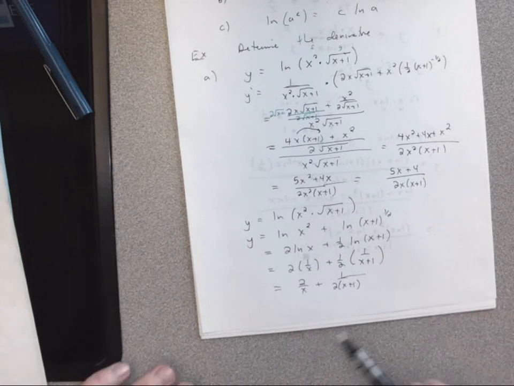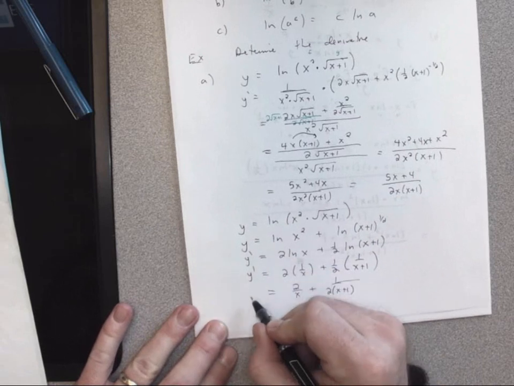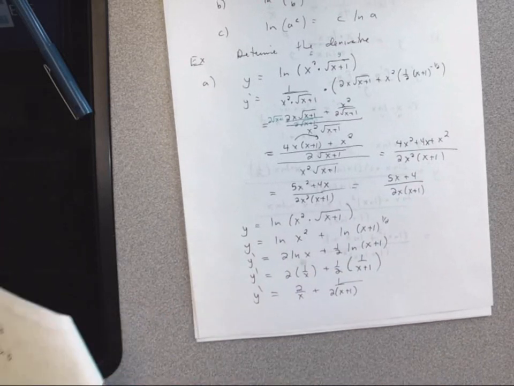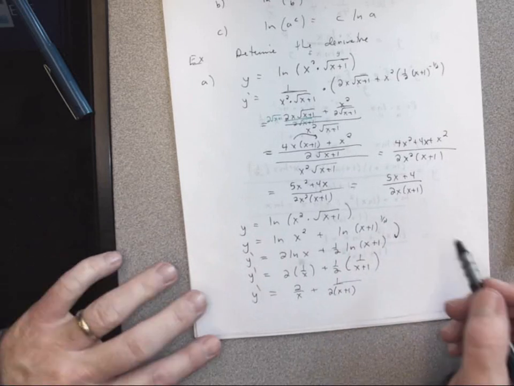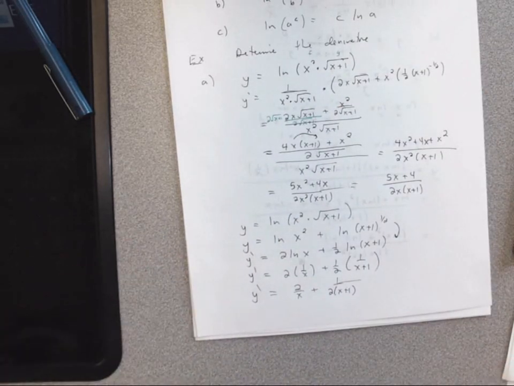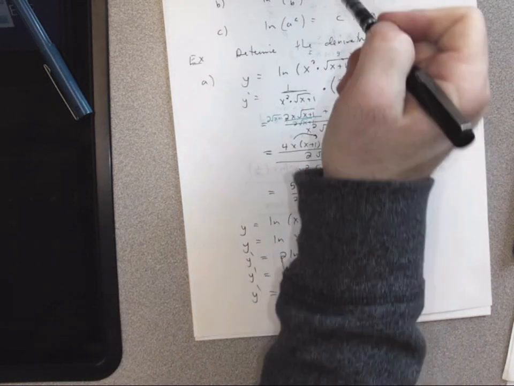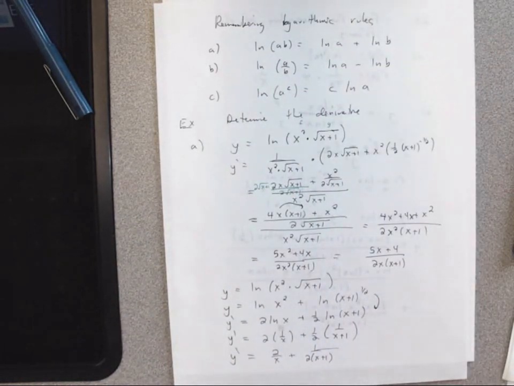And see how much quicker this was? Oh, my bad, I have a bunch of equalities. This is y, and the rest of these are y primes. But can you see the derivative of this to this? So much easier than that mess right there. And it can be done quickly. So expanding your logarithms using these rules makes the job so much easier.